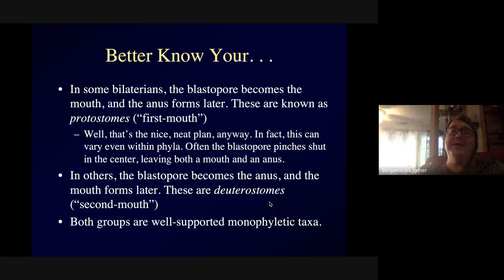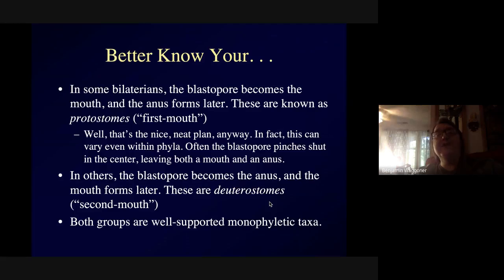This can vary a bit, even within phyla. There are protostomes where the blastopore will actually kind of pinch shut in the center, and so the blastopore becomes both the mouth and the anus. There's some cases of unusual phyla that can vary this a bit. We're kind of generalizing here, maybe a little bit too much, but that's kind of the nice, neat plan. In others, the blastopore becomes the anus and the mouth forms later, and those are called deuterostomes, which means second mouth. Deuteros is Greek for second.